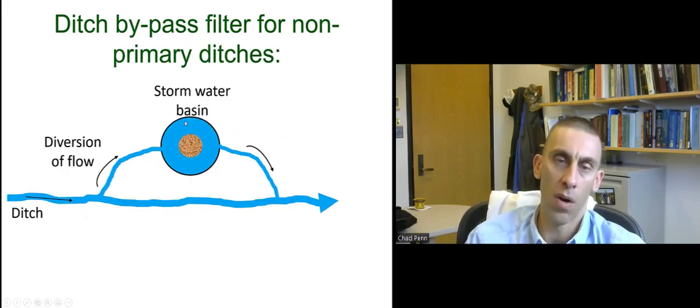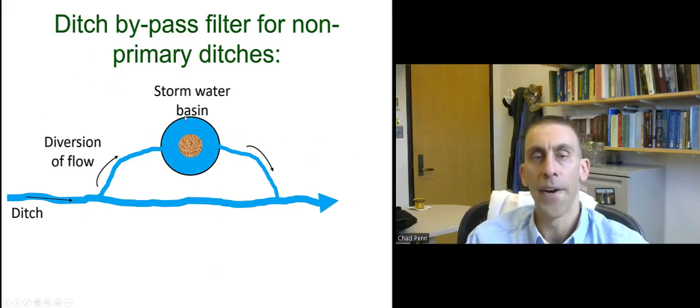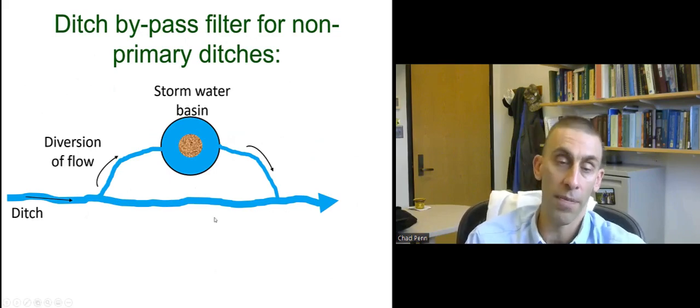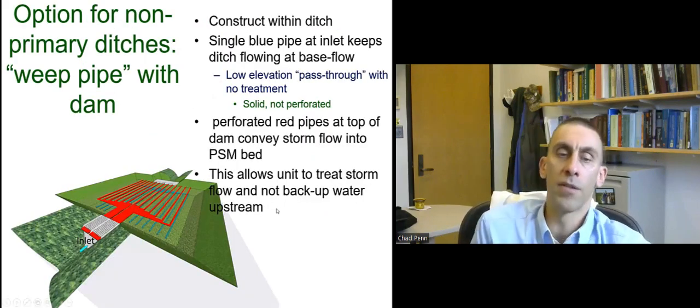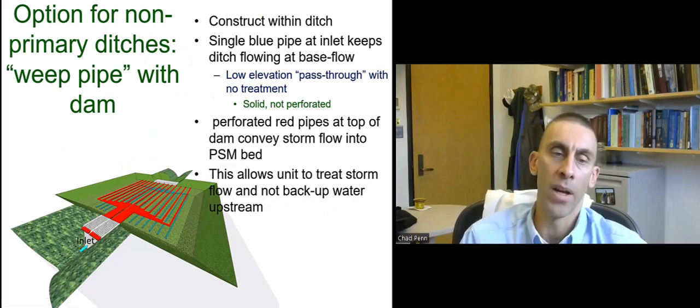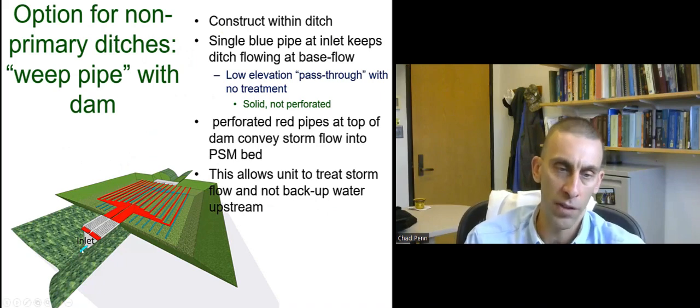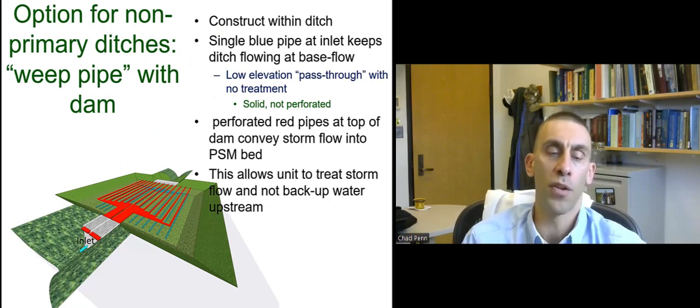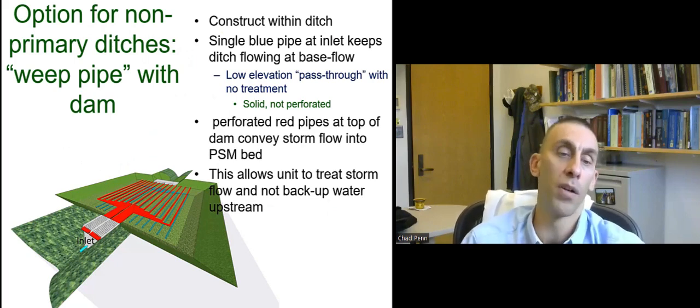Imagine diverting that water into a stormwater basin. And you build that basin into a phosphorus removal structure, and then after treatment, water is able to flow and rejoin the ditch again. That's one possibility for your non-primary ditches in the Midwest. Another option is to build a structure in the ditch using weep pipes, where you use a single perforated pipe that runs through your filter bed, that allows your low base flow to always drain through. And this prevents the ditch structure from excessively damming or backing water up upstream.